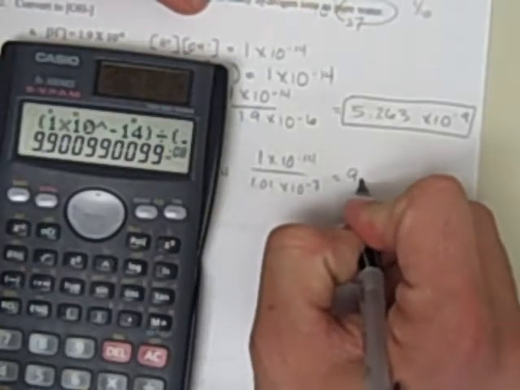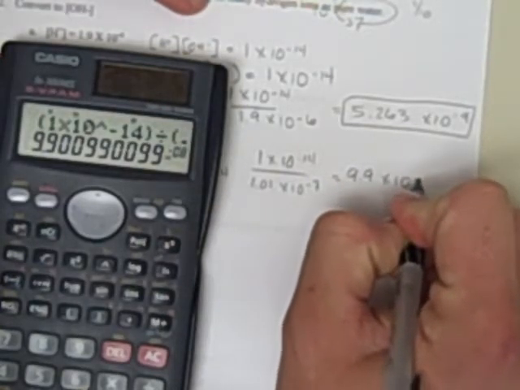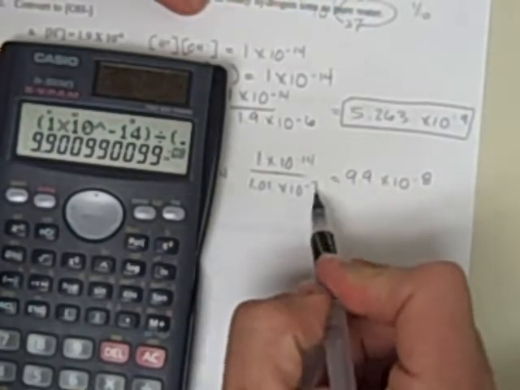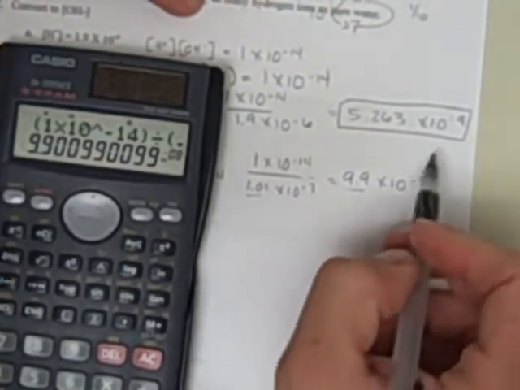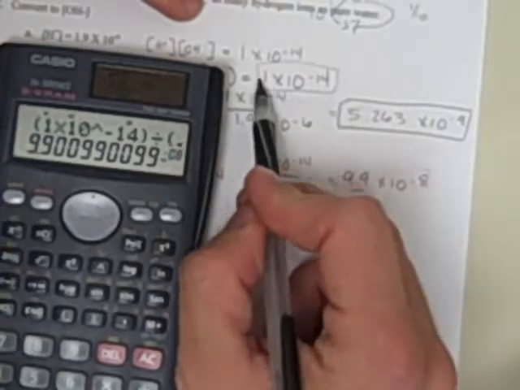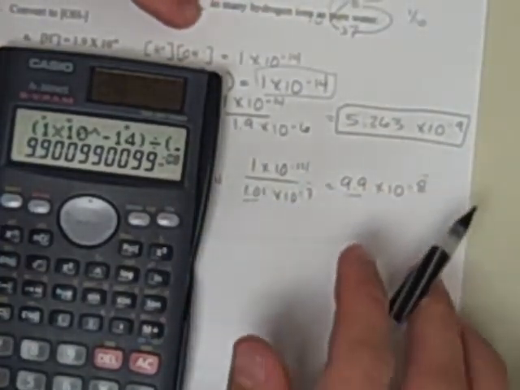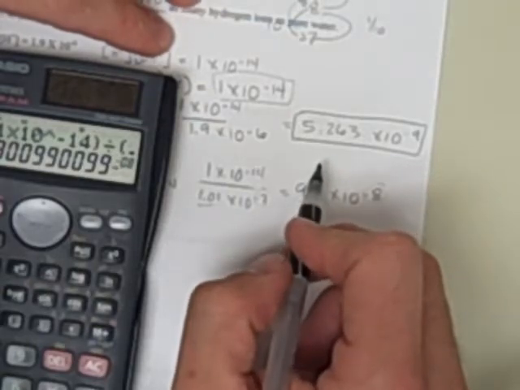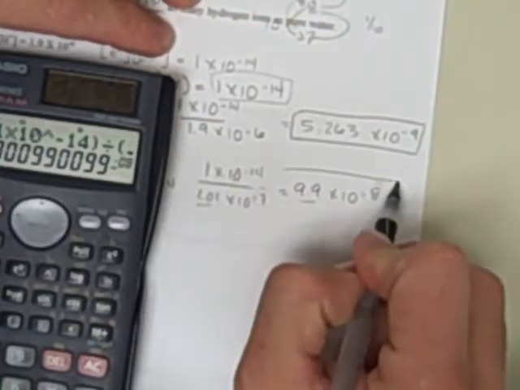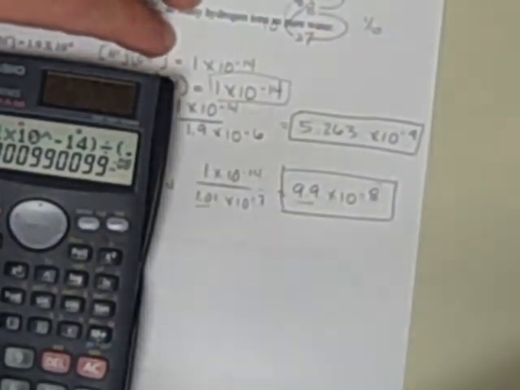Surprise, surprise, it's 9.9 times 10 to the negative 8. And I'm saying surprise, surprise, because if we look at these exponents and these numbers, we can see that we're getting back to basically that 1 times 10 to the negative 14 idea. But anyway, the answer for this would be 9.9 times 10 to the negative 8. And we'd call it good.